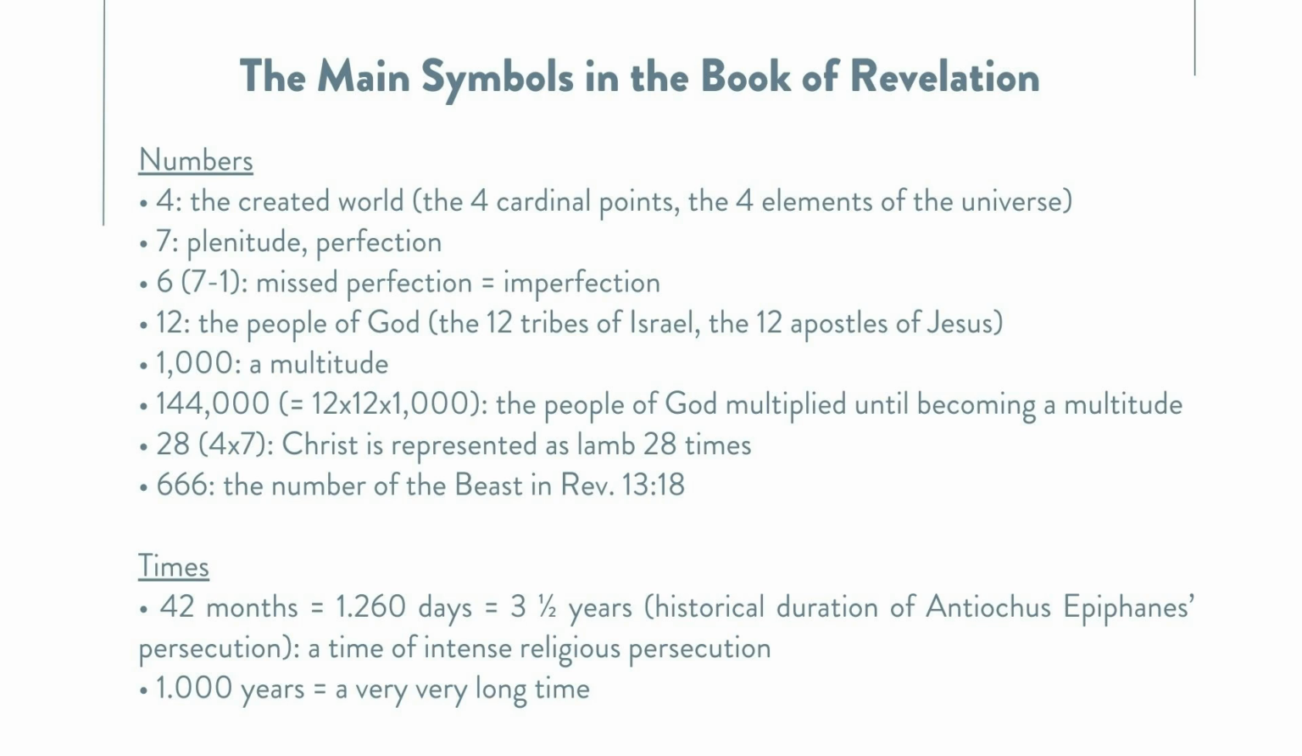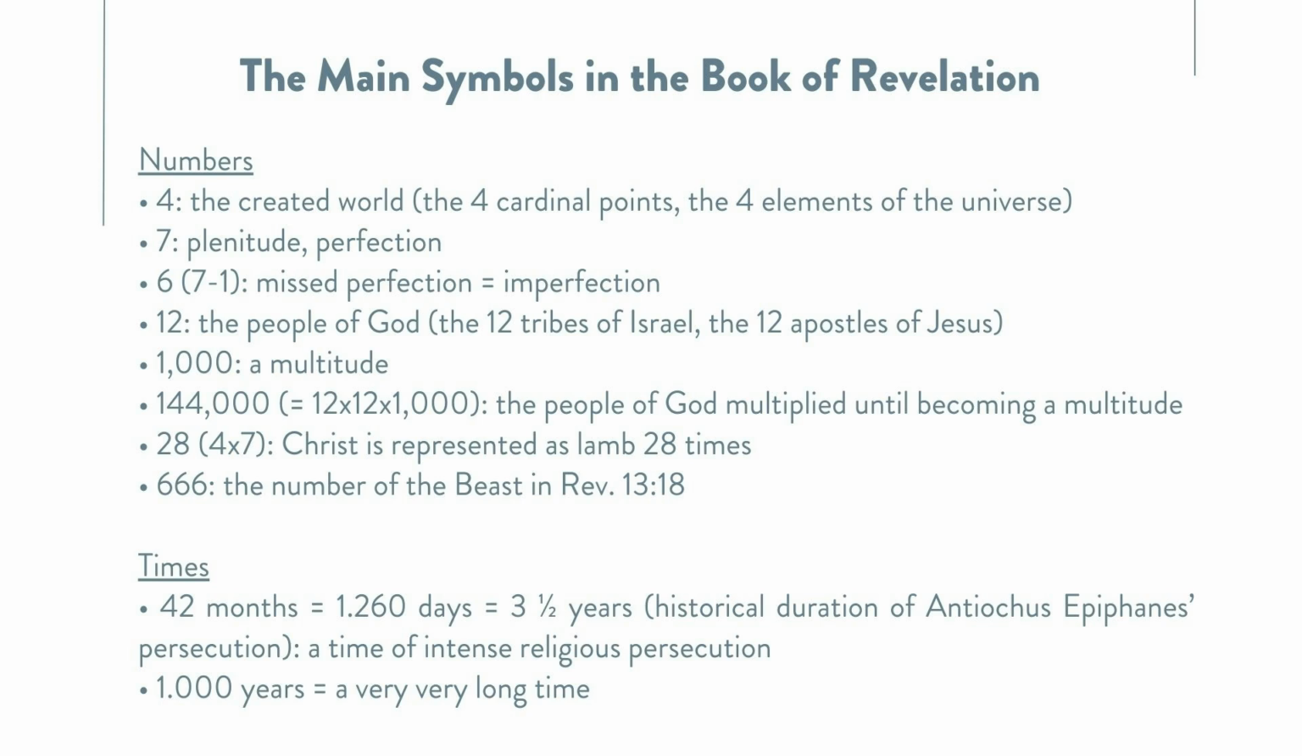Let us start with the simplest by looking at the meaning of the main symbols we meet in the book of Revelation. First of all, there are symbolic numbers. 4 is the number of the created world because of the 4 cardinal points, but also because of the 4 fundamental elements of the physical world in ancient cosmology. That is, earth, water, air, and fire.